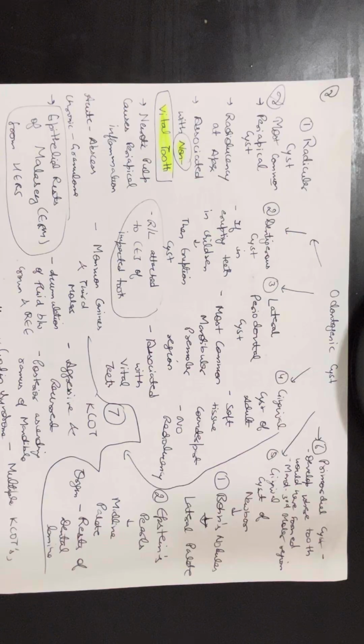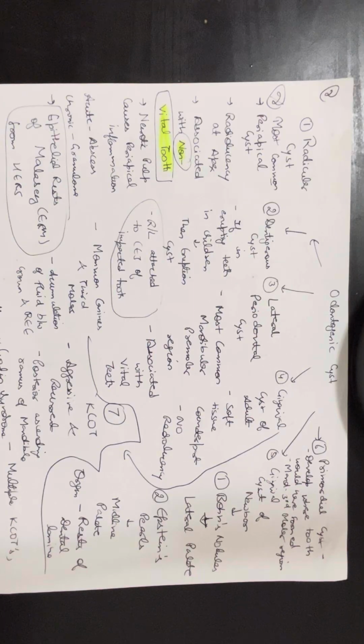And radicular cyst originates from the epithelial rest of Malassez, that is from the Hertwig epithelial root sheath. And treatment is RCT, apicectomy, or extraction with curettage. Curettage is done, so we extract the tooth and then curettage to make sure no lining is left. Okay, so we have the second one, dentigerous cyst.